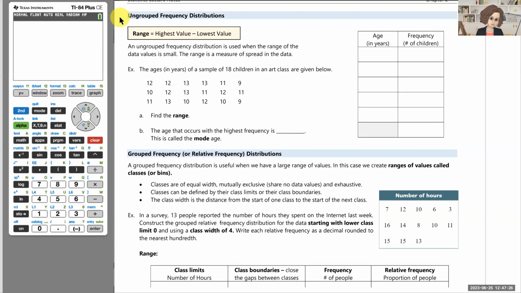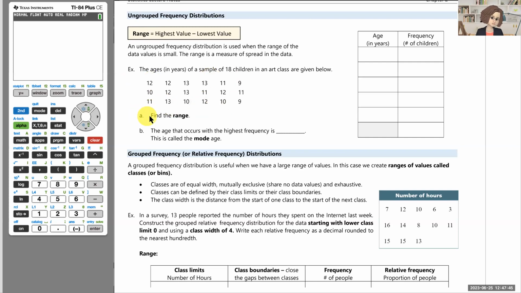Welcome. We're now ready to turn our attention to quantitative data or numerical data. And we're going to start by organizing data into what's called an ungrouped frequency distribution. So let me show you the example. We've got the ages in years of a sample of 18 children in an art class.